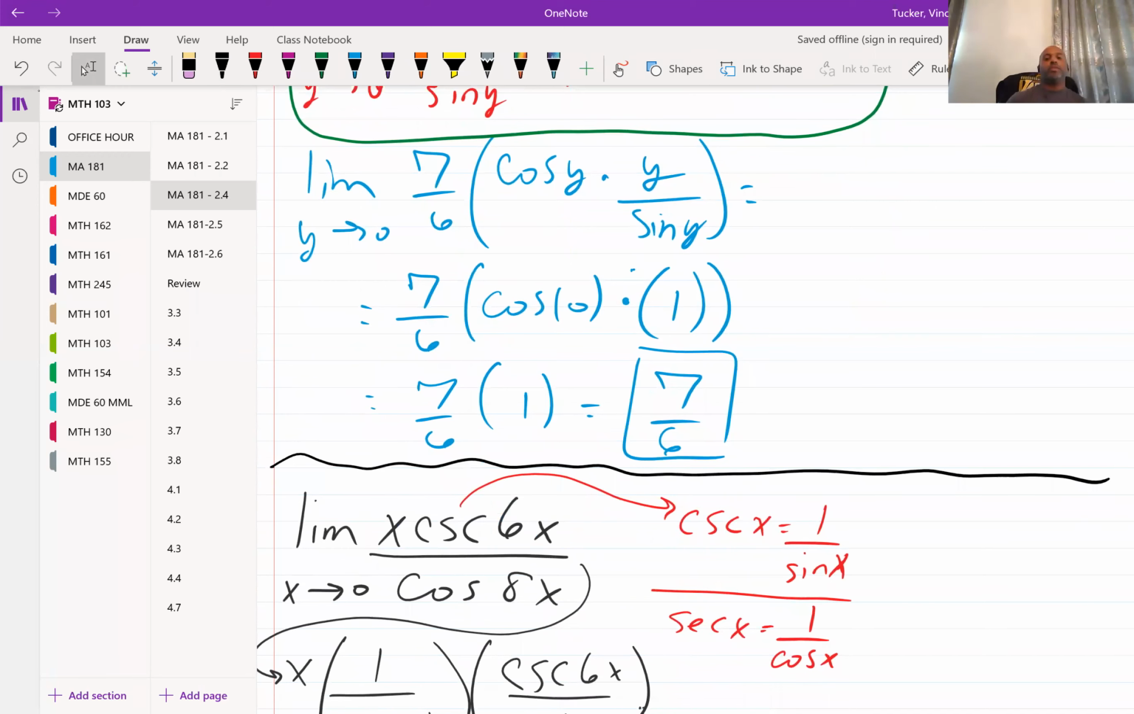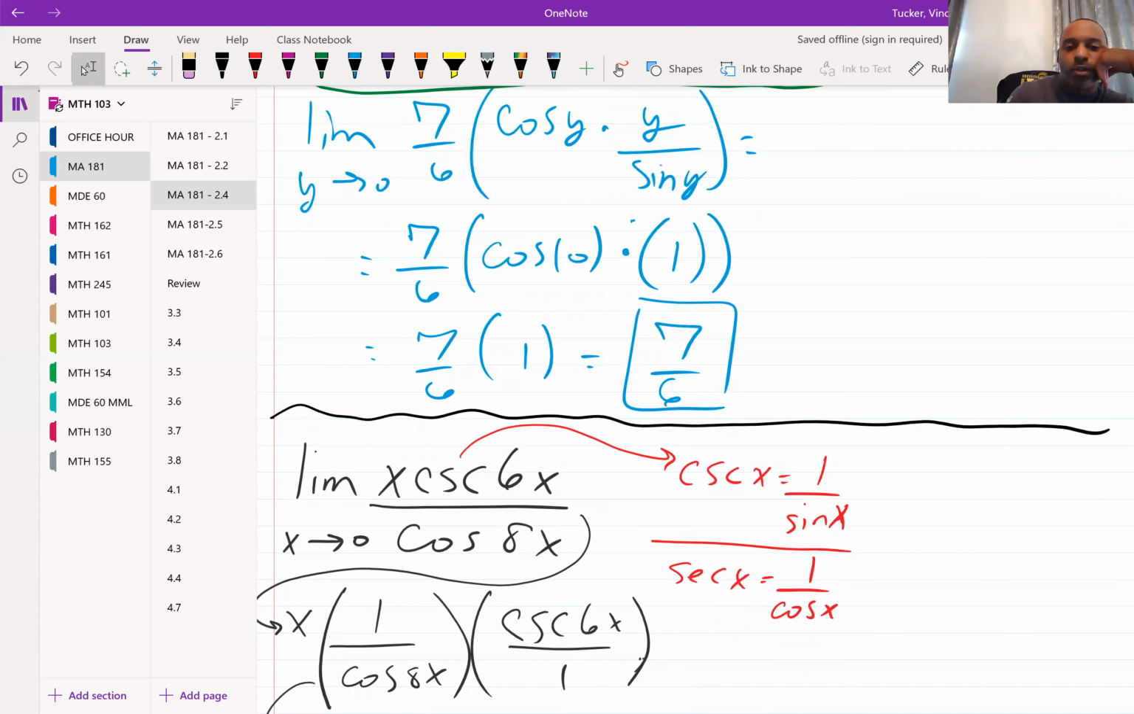All right. Same thing going on here. We have the limit of x cosecant of 6x over cosine of 8x as x goes to 0. So once again, we have to figure out how can we use this relationship of sine in this problem, or how can we convert something to sine so that we can use the relationship that we just finished talking about? So cosecant is the inverse of sine. So cosecant is equal to 1 over sine x, and secant is equal to 1 over cosine.